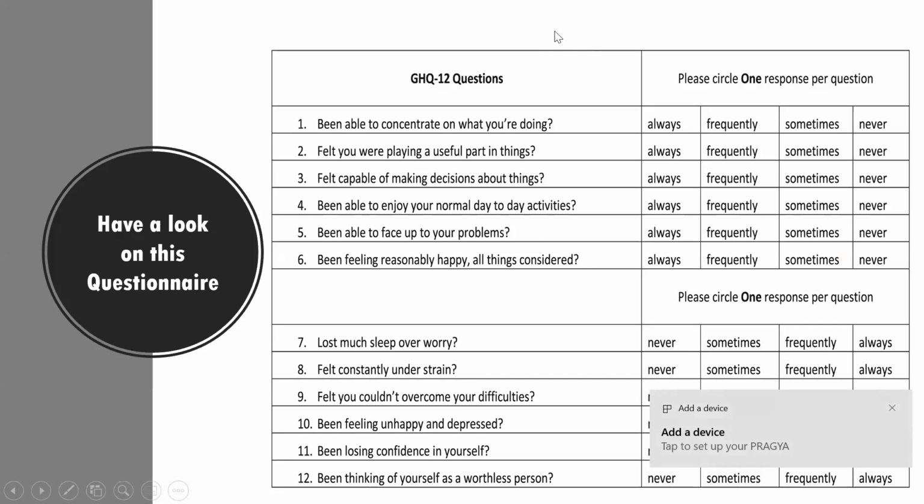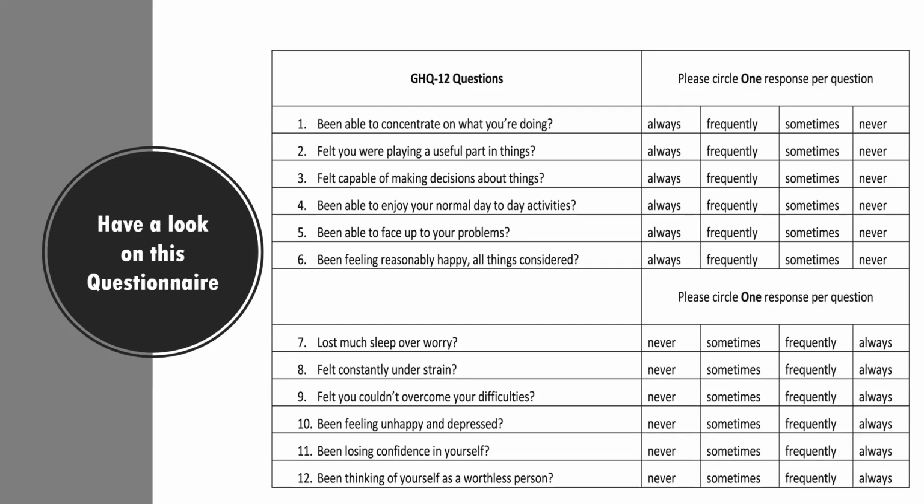Now you need to know about the unidimensional versus multidimensional scale. There are many scales which are defined as unidimensional. So what do you understand by unidimensional and multidimensional? First see these two scales, then we'll discuss. Just have a look at this scale. You can see this is the General Health Questionnaire, 12 questions. What is your opinion? How many dimensions are there in this tool or scale? All of you please write in the chat box.